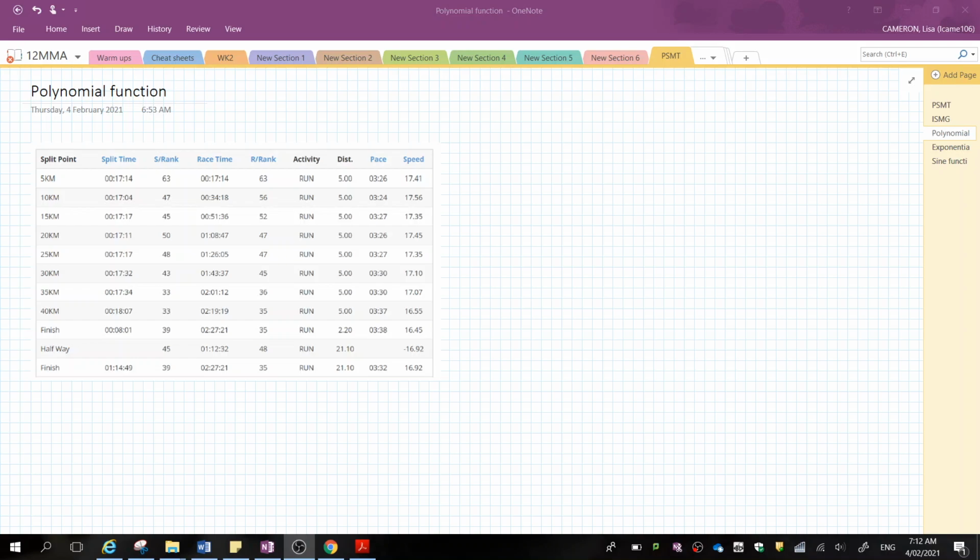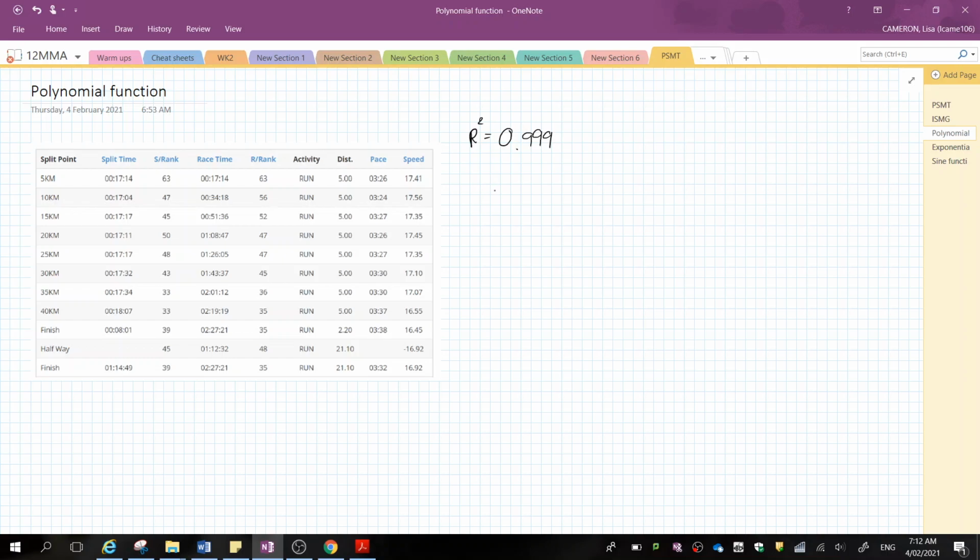Okay, so first thing we're going to do is look at how to get your polynomial function. So you were each given a table that looked like this. Now the conditions for our polynomial functions was that we wanted it to have an r squared value of 0.99 or higher. Now some of you might achieve this with a linear line because when you're running the marathon you generally tend to keep a constant pace.